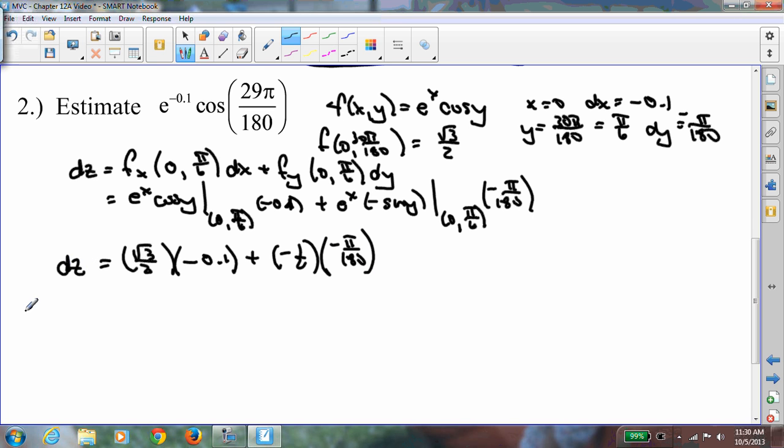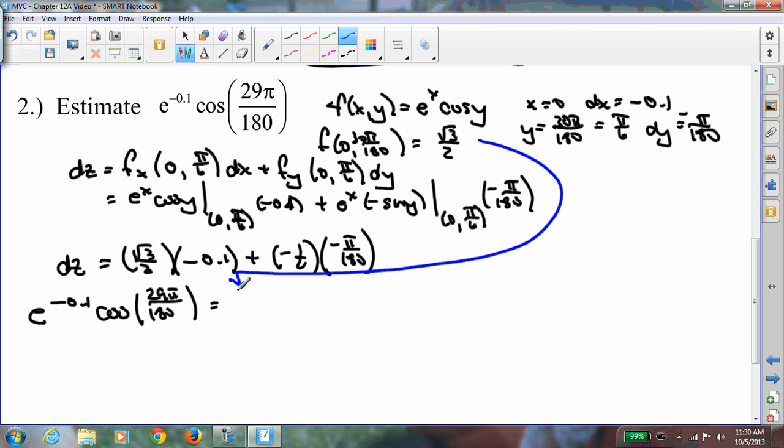So to estimate e to the negative 0.1 cosine of 29 pi over 180, it's going to equal my z value, which I said was up here, square root of 3 over 2, plus my change in z. So the estimation would be square root of 3 over 2 minus square root of 3 over 2 times 0.1 plus pi over 360.